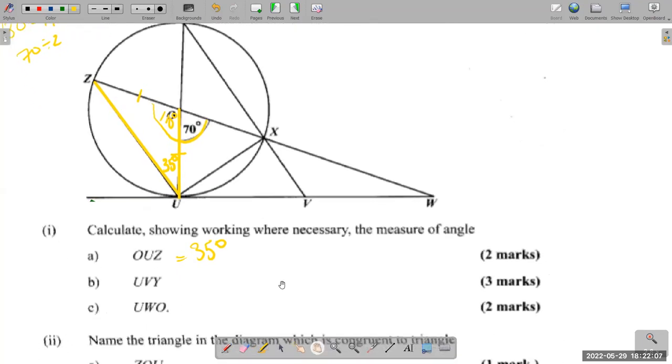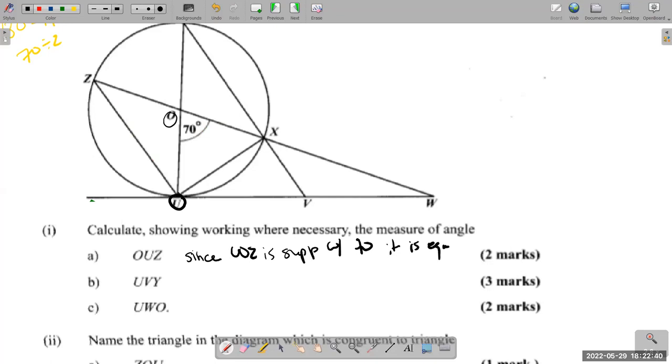All right. Because I wanted to make sure you understand how to do your working, here's what you're going to do. Let me just erase this. Here's what you're going to say. You want your full 2 marks, right? Since UOZ, that's this angle in here, is supplementary with 70, it is equal to what? 110. Everybody see how you should always state everything, say everything.